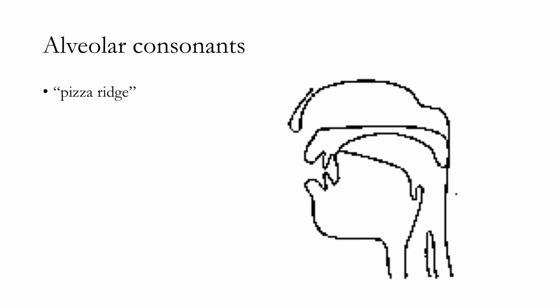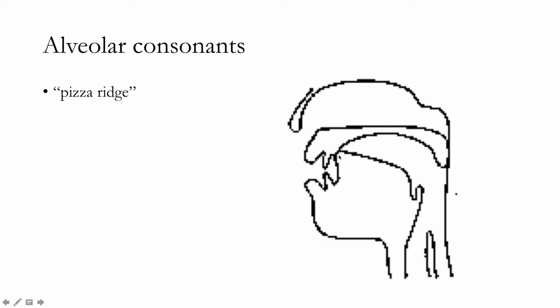Alveolar consonants are consonants where the tongue touches the alveolar ridge. You could think of it as maybe the pizza ridge. It's the part of the top of your mouth that gets burnt, the skin gets burnt when you eat really hot pizza, and you can feel kind of the blistered skin there. So these alveolar sounds would be da, ta, na, sa, la, ra. That bony ridge behind your teeth is what those are hitting.